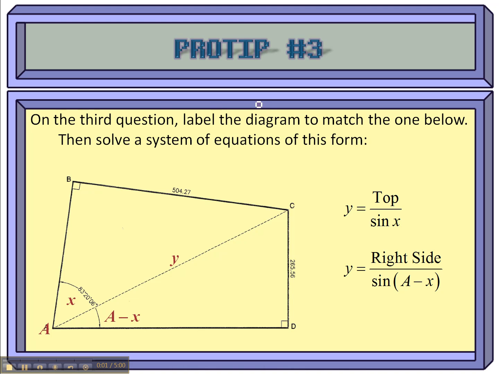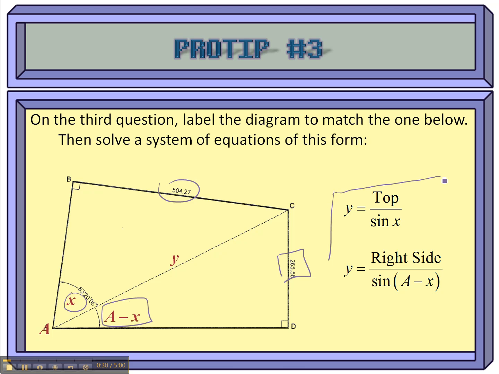Alright, so here's your pro tip on solving question number 3 on the Trig-Star test using the CT method. You're going to set yourself up a system of equations. You're going to graph these things, and your system is always going to look like this: Y equals the top side over the sine of x, and for the second one, it's always the right side over the sine of a minus x. That's a pretty simple thing for you to remember.